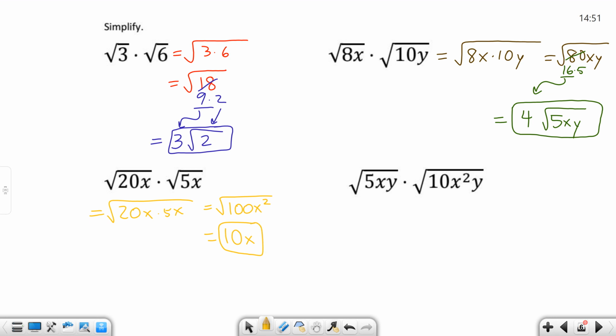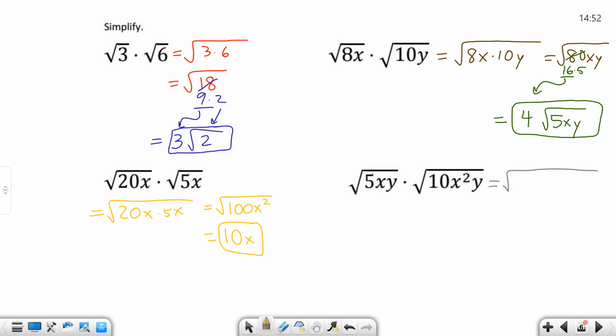There was nothing that was remaining to be put under the radical. 10x came out and no numbers, no variables were left under the radical. So that was simply 10x. All right, so the next one is just going to get a little bit bigger with x's and y's.